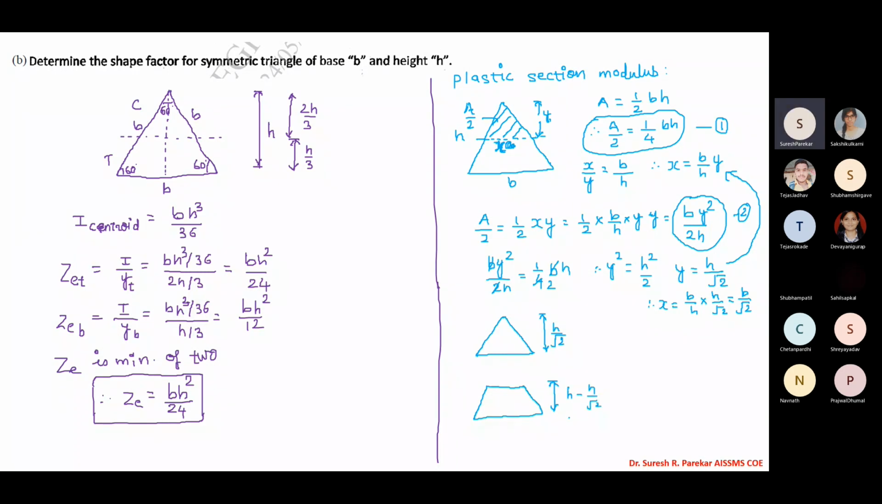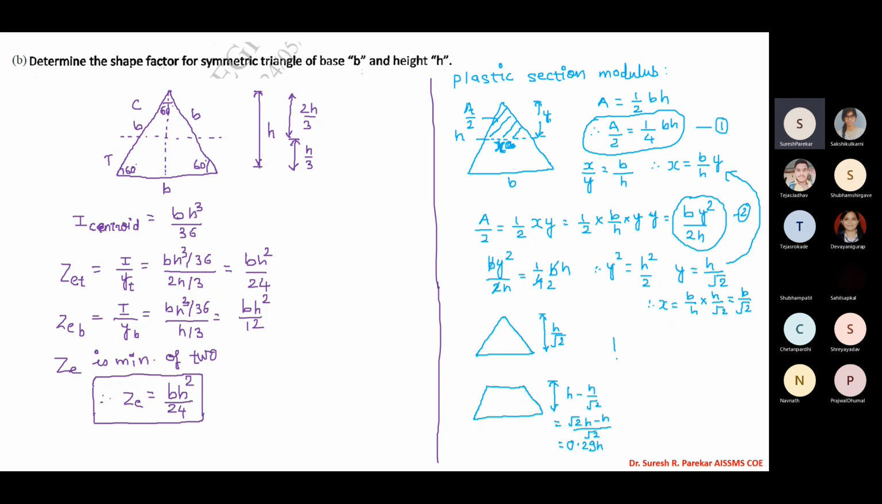How much will this value be? Root 2 H minus H upon root 2. If you calculate this, how much do you get? 0.29. So we have root 2 minus 1 upon root 2, which is 0.29. So 0.29 H.